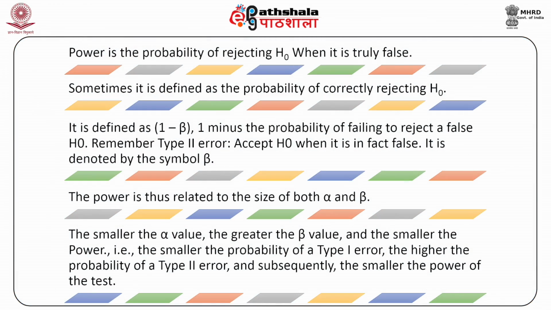Power of a test. Power is the probability of rejecting the null hypothesis when it is truly false. Sometimes it is defined as the probability of correctly rejecting the null hypothesis. It is defined as 1 minus beta, 1 minus the probability of failing to reject a false null hypothesis. Remember, type 2 error: accepting the null hypothesis when it is in fact false. It is denoted by the symbol beta.